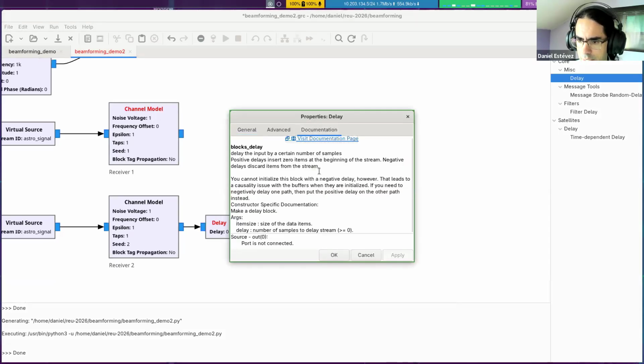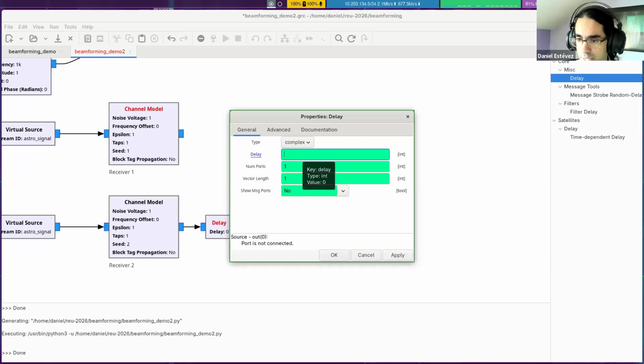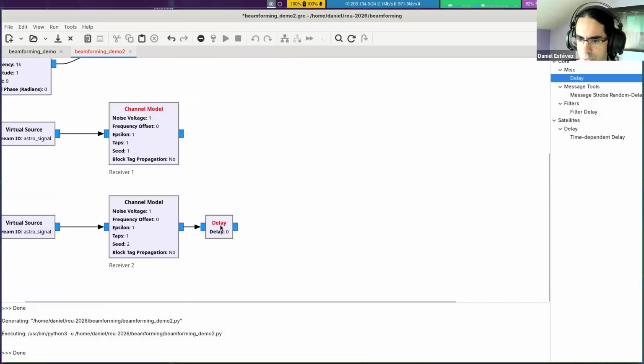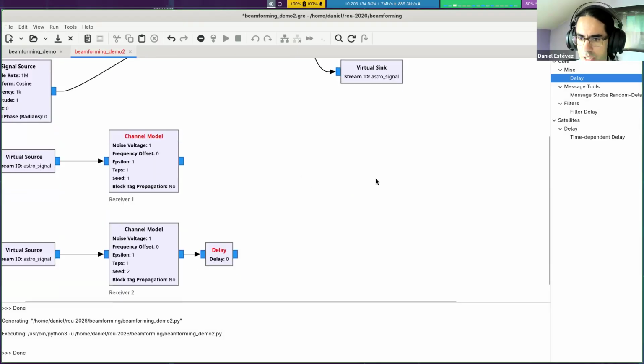The only thing that it takes is the delay in samples, the number of samples to delay the stream. It says greater or equal than 0. That is actually a lie. It used to be true in previous versions of GNU Radio. Now it says you cannot initialize this block with a negative delay, but you can do it. It works. So we should update that documentation at some point. I think this is called delay diff. So this is how we are going to simulate the delay difference between the two receivers.